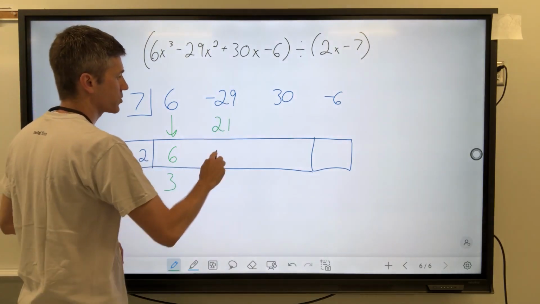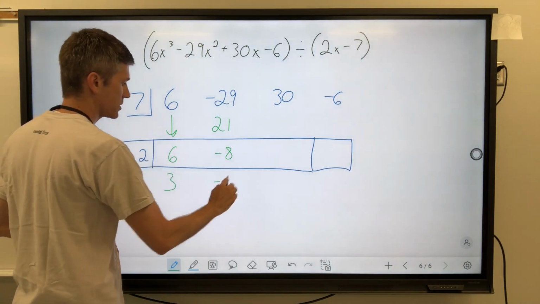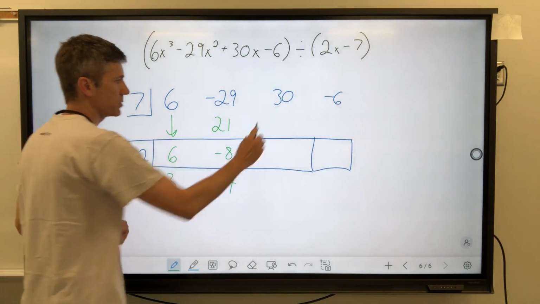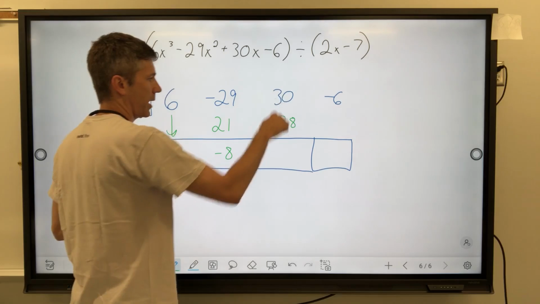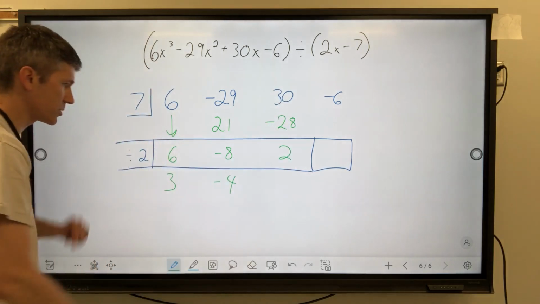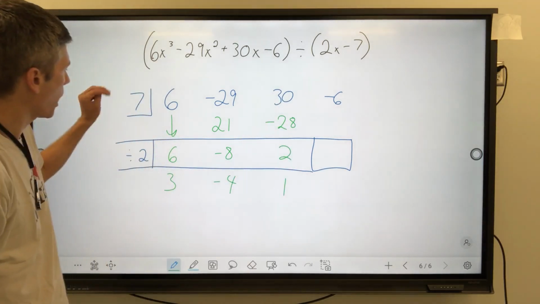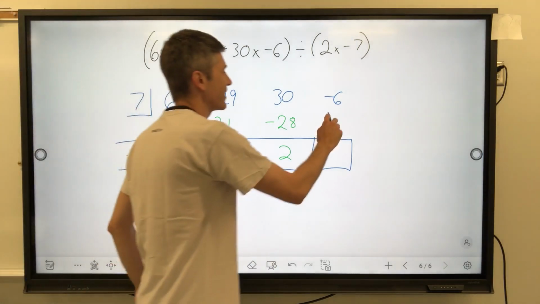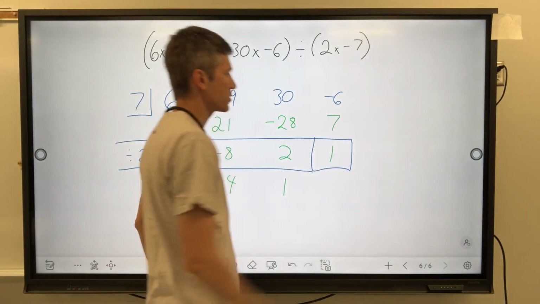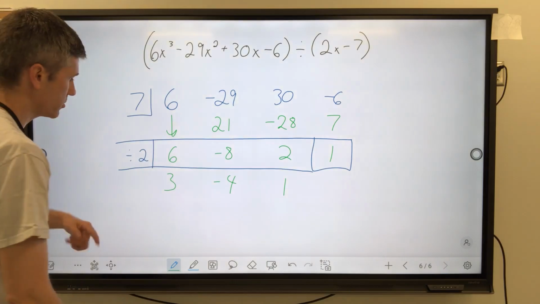Negative 29 plus 21 is negative 8. Divided by 2 is negative 4. Multiply those. It goes in the next column. Add those. You get a 2. 2 divided by 2 is 1. 7 times 1 is 7. Negative 6 plus 7 is 1. Our remainder is 1. Told you there'd be a remainder.